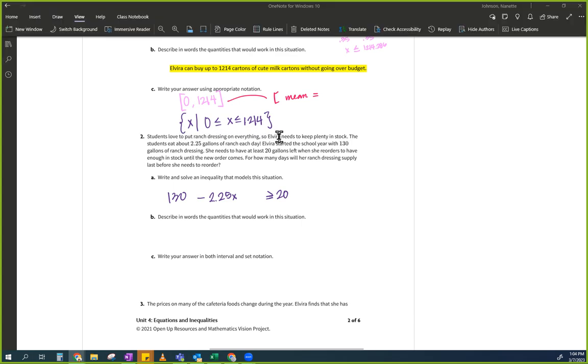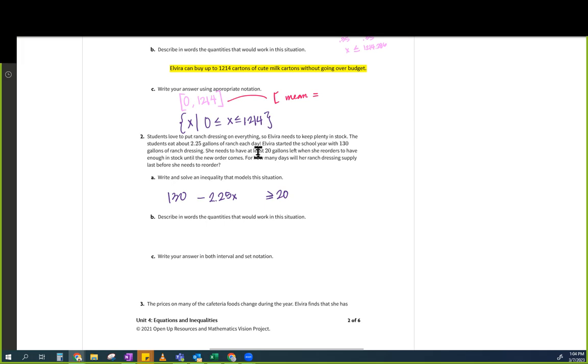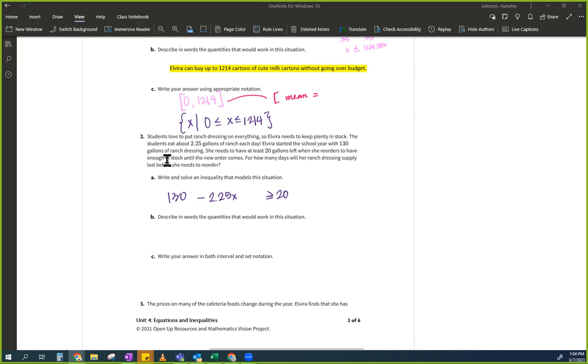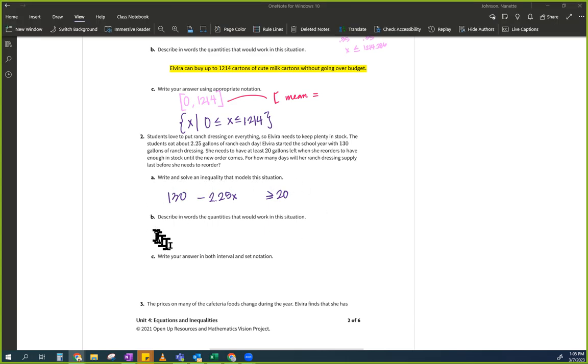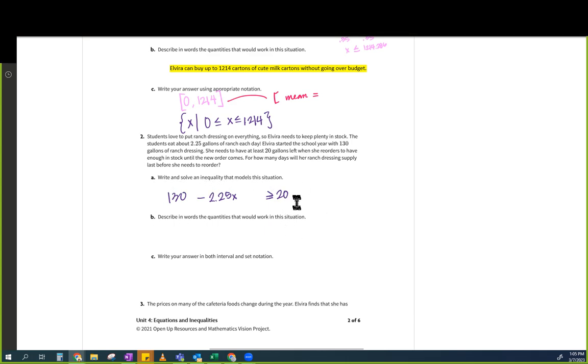Remember this? Oh, yes, you guys remember. Okay, good. So Elvira needs to keep plenty in stock. The students eat about 2.25 gallons of ranch every day. Elvira started the school year with 130 gallons of ranch. Where do you see the 130 gallons in here? Where do you see it? Yeah, it's this 130 right here.